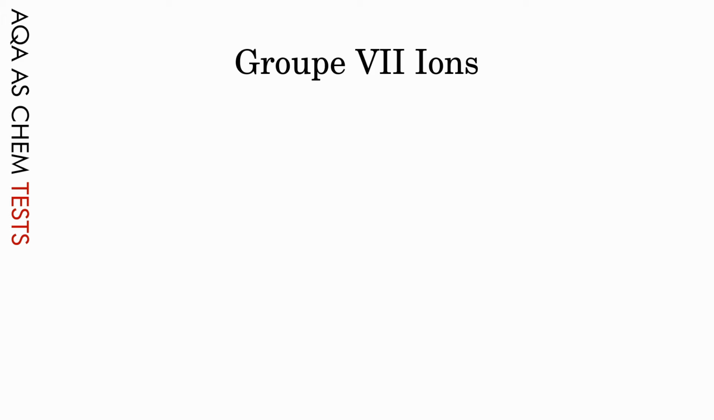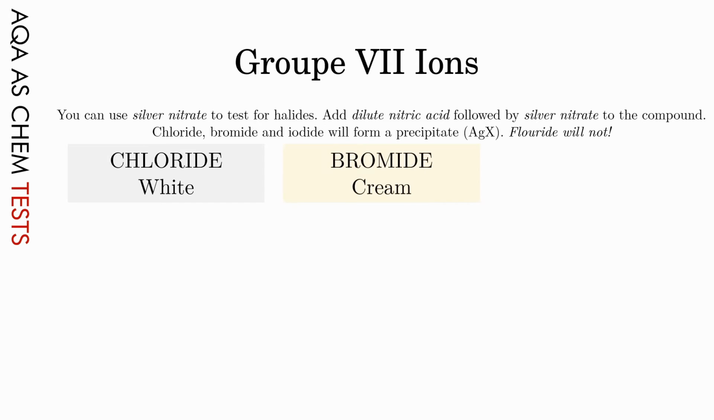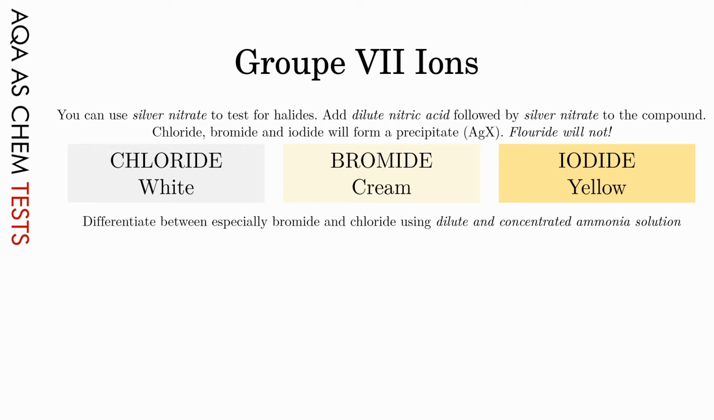Group 7 ions, the halides. Now these, what you do is you can use silver nitrate to test for them. You add dilute nitric acid to remove any of the contaminant ions, and then silver nitrate. Chloride, bromide, iodide will form a precipitate, but fluoride will not. So, for the ones that will, chloride, white, bromide, green, iodide, yellow.